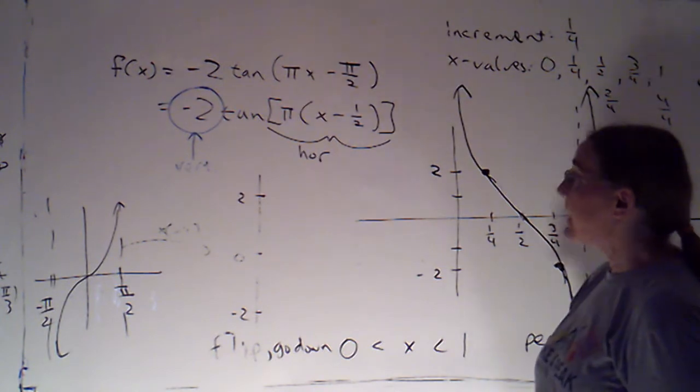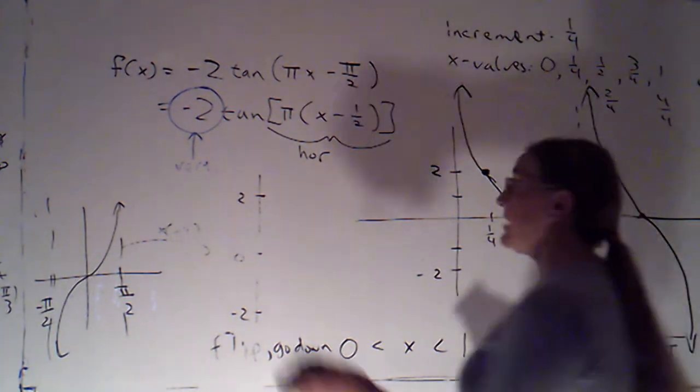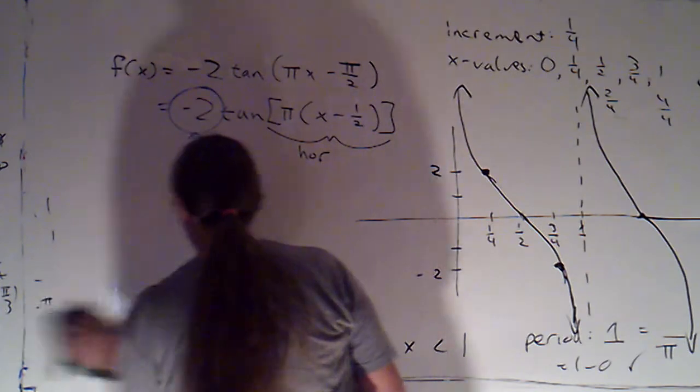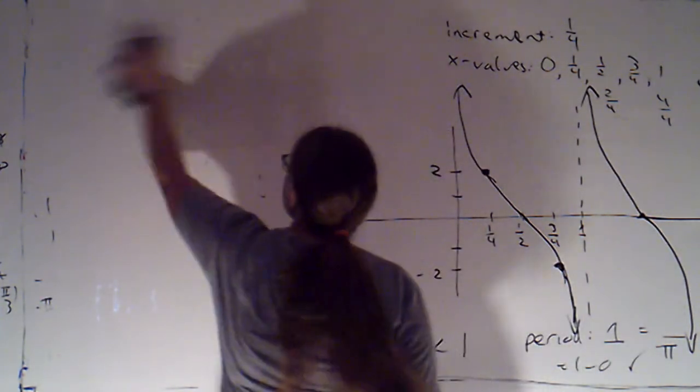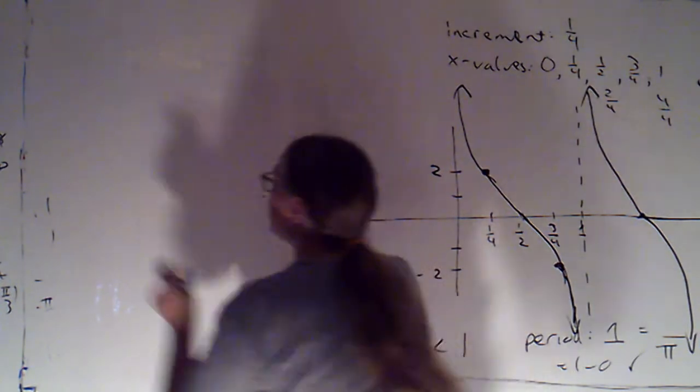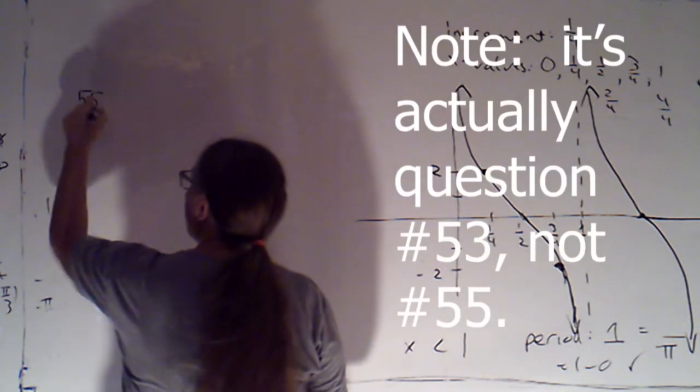All right, that was a good one. I want to do one with cotangent. I want to give you folks a chance to try. So I picked one from the homework. So this is number 55 from the homework.